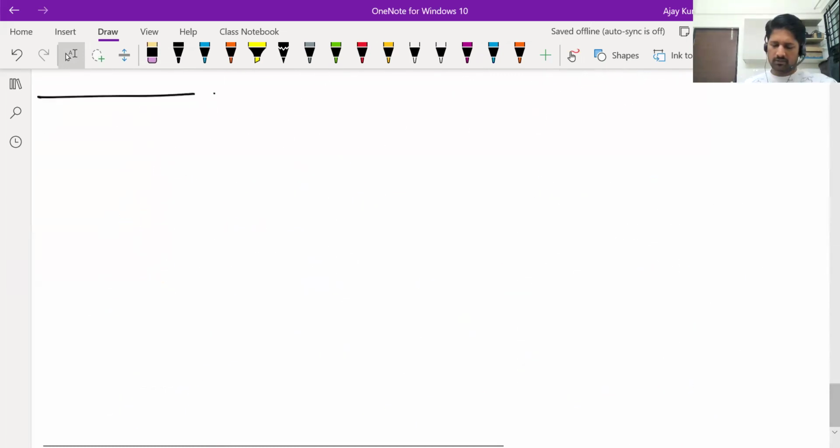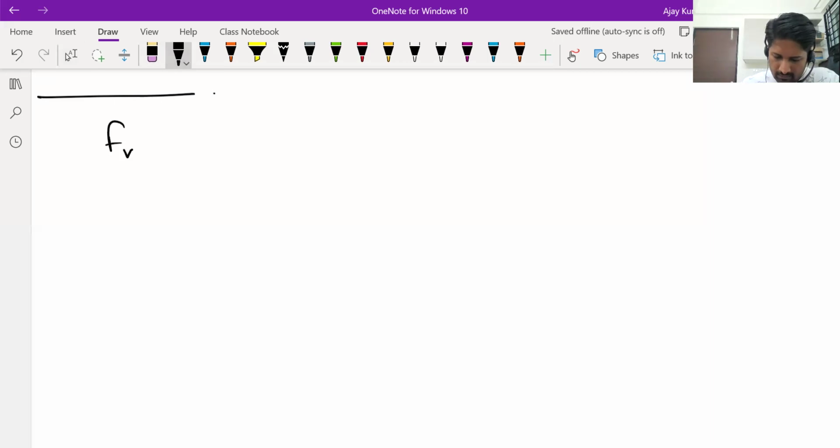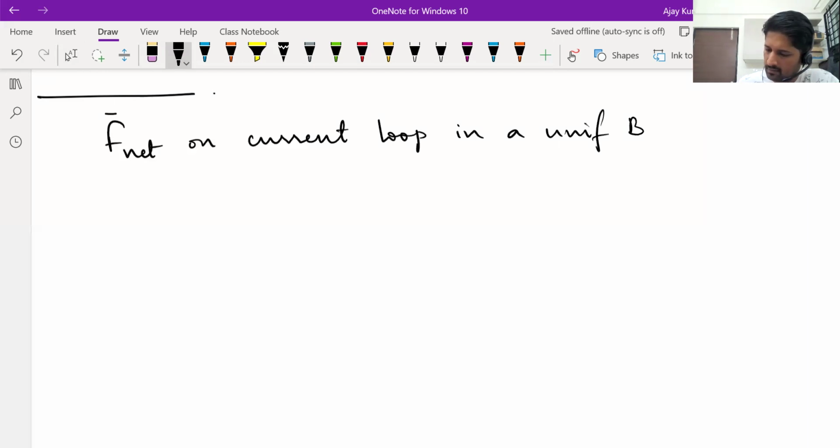Next, let us talk about torque acting on a current carrying loop in a uniform magnetic field. We know that the net force on a current loop in a uniform magnetic field is 0. There will be dFs acting on every element, they'll cancel. But they can produce a torque sometimes.